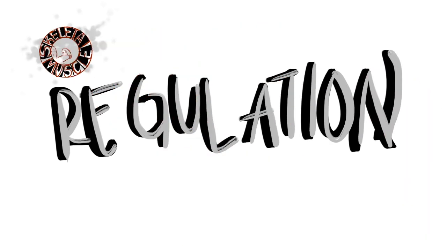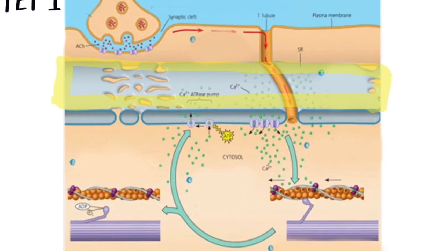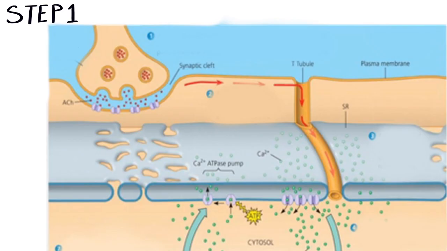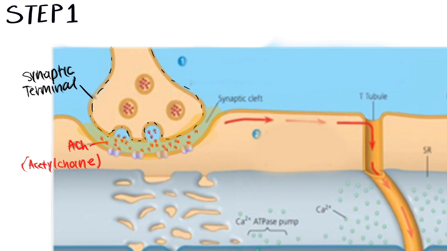Finally, let's go over skeletal muscle regulation. First, we have the sarcoplasmic reticulum. This is an organelle that stores calcium ions. Then we have acetylcholine, which is released in the synaptic terminal, which is the end of the nerve cell, across the synaptic cleft. It binds the receptor proteins on the muscle fiber's plasma membrane, triggering an action potential in the muscle fiber.